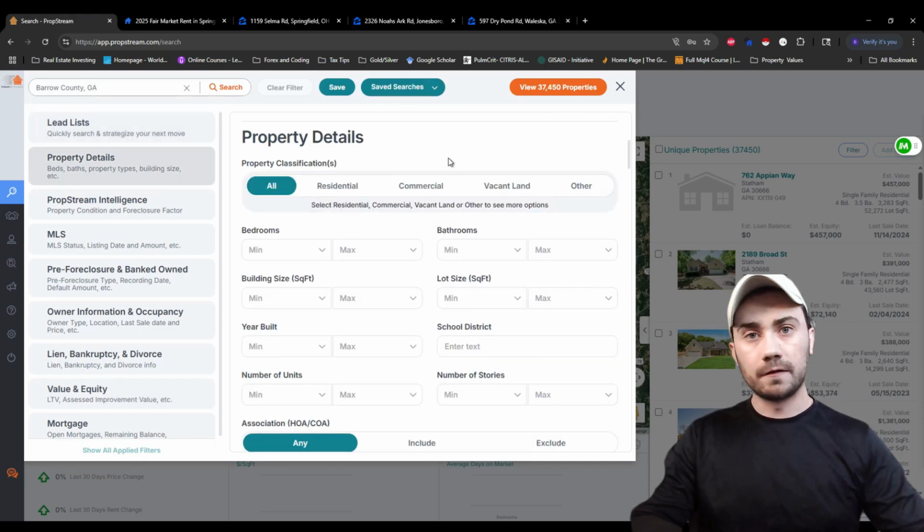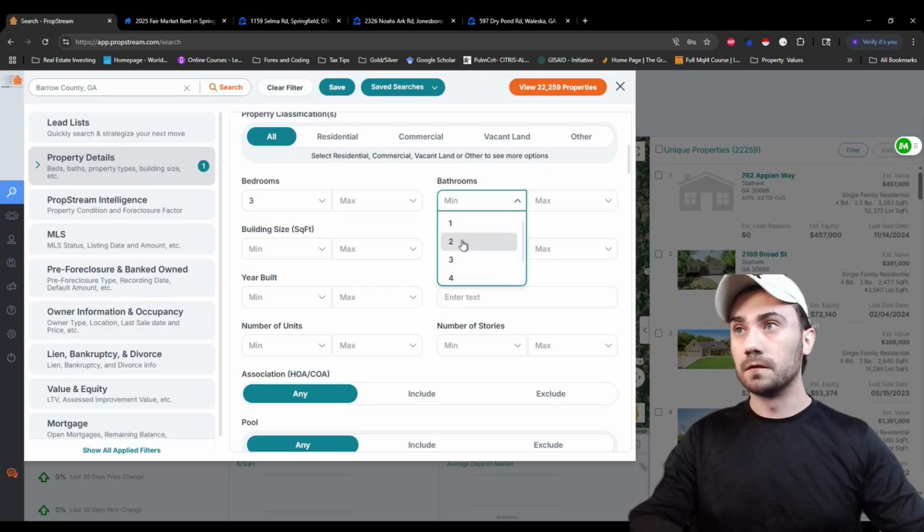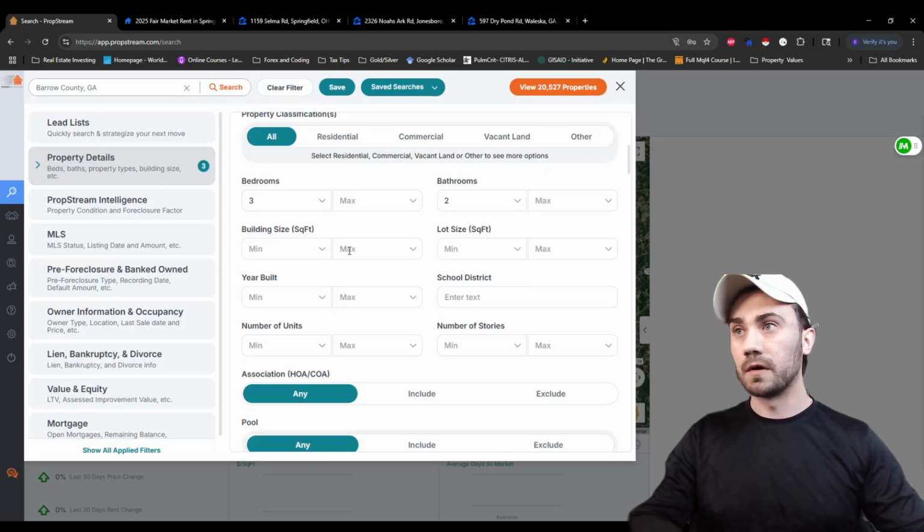So anytime we're doing any type of wholesaling transaction or even an investor transaction where we're taking down the property ourselves, it's highly beneficial that we stick with some basic characteristics of the property that are going to maximize our return on investment, which would include having the number of bedrooms and bath as a standard 3-2. So let's do that. So we're going to set the bedrooms to 3. We're going to set the bathrooms to 2. Let's put a minimum square footage of 1,000 square feet.